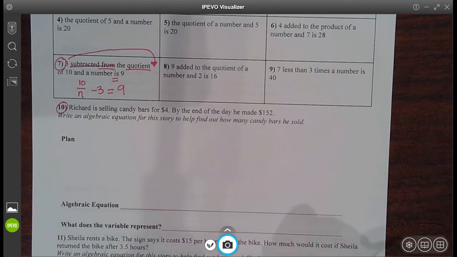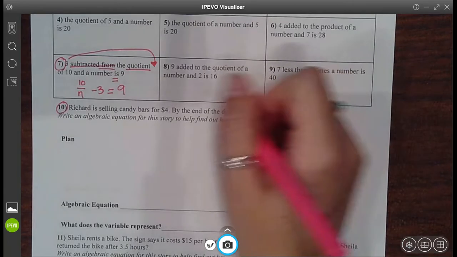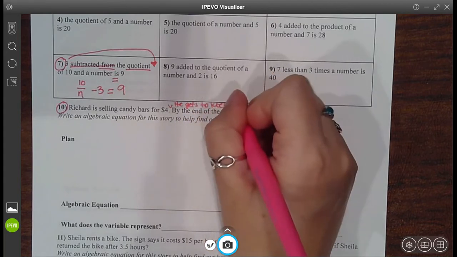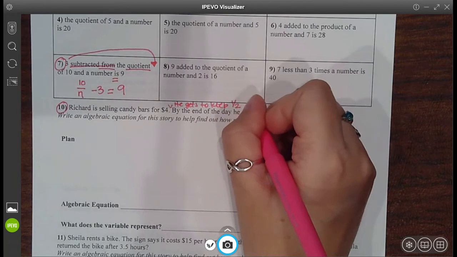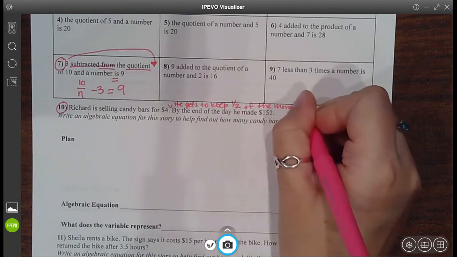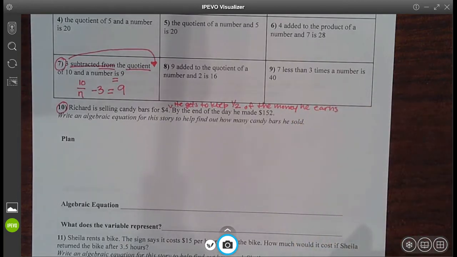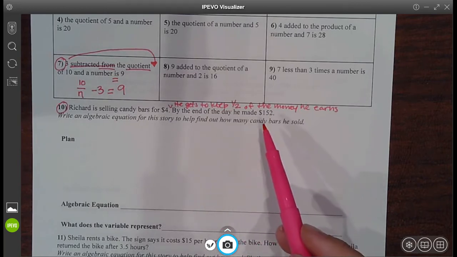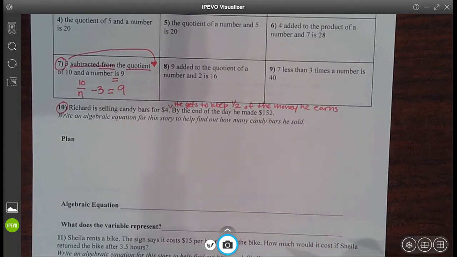So it says Richard is selling candy bars for $4. By the end of the day, he made $152. Write an algebraic equation for the story to help find out how many candy bars he sold. And then actually, the paper version that I have cut something important off. It says right here that he gets to keep half of the money he earns. So write an algebraic equation for the story to find out how many candy bars he sold if he ends up actually being able to make $152.